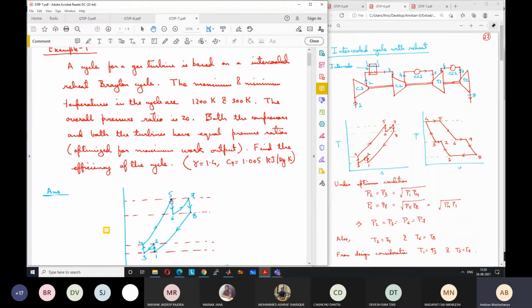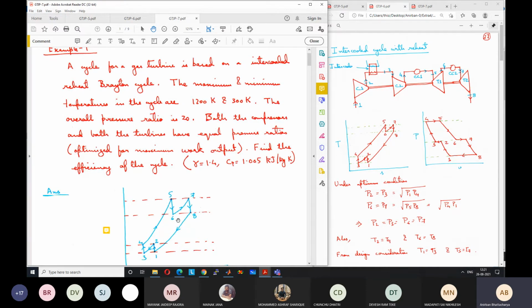So the maximum temperatures are T5 and T7, as we know for the optimum case, and the minimum temperatures are T1 and T3. So T5 is 1200, T7 is 1200, and T1 and T3 are 300. This is specified also. If it was not specified, we would have assumed that they are equal for the optimum case. It is also specified that both compressors and both turbines have equal pressure ratios, optimized for maximum work output. So we have to consider T5 equal to T7 and T3 equal to T1.